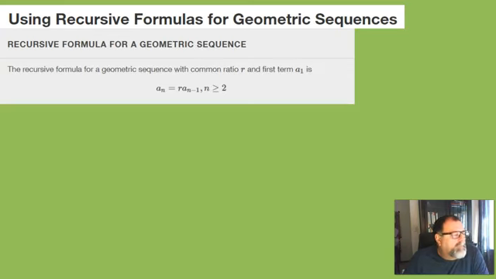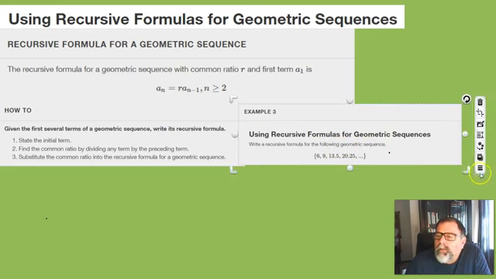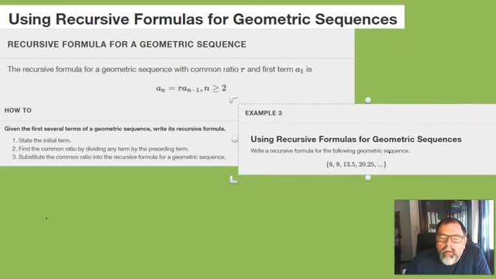So let's try one. Example 3, using recursive formulas for geometric sequences: write a recursive formula for the following geometric sequence. Let's make this a little bigger for you. The technique is first figure out the initial term, a sub 1. So a sub 1 is 6. Then you find the common ratio by dividing any term by the preceding term. Since we're told this is a geometric sequence, we don't have to check all of them. We just have to take any term and divide it by the previous one.